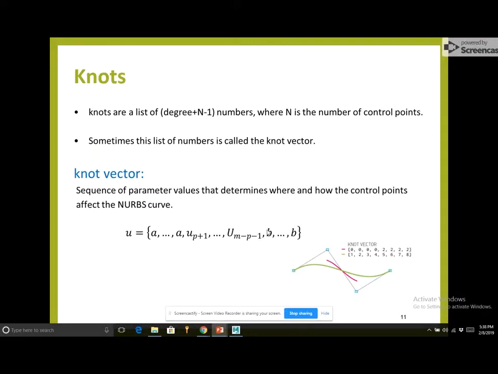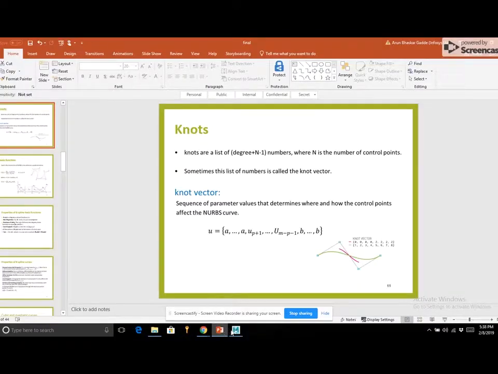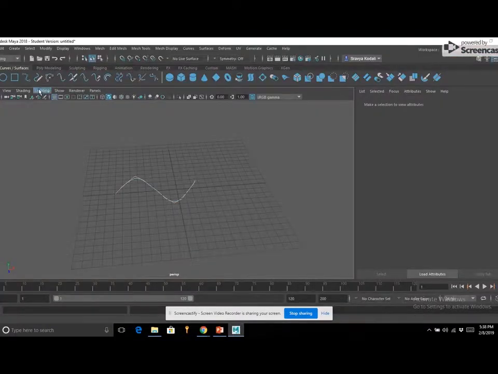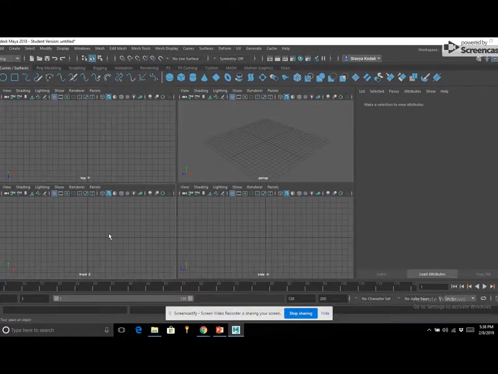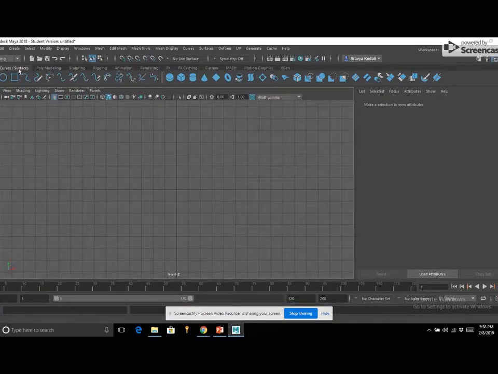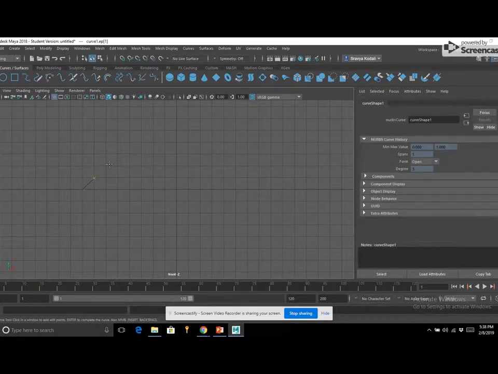Now let us go to Maya and design a simple NURBS curve like this. I'm opening a new scene here and going to the front view. Here I'm taking a curve tool and placing some control points to design a curve. Now I'm done with my curve. I'm pressing enter so that I can have my curve.